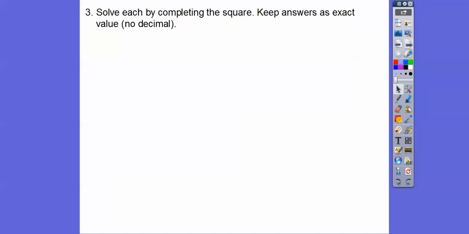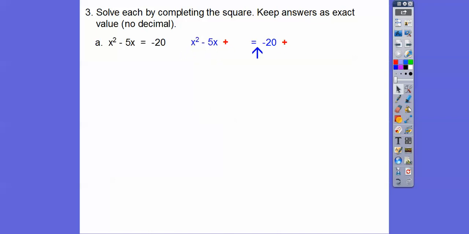Okay, so solve each by completing the square and keep answers as exact values, like 5 root 2 or something like that. So here's the first one: x squared minus 5x minus 20. I re-spaced it out because we're going to put a number in front of there, and whatever we add to that side, we have to add to that side.